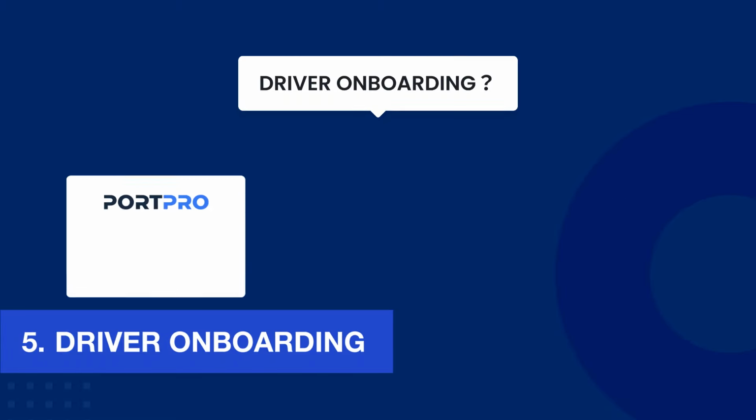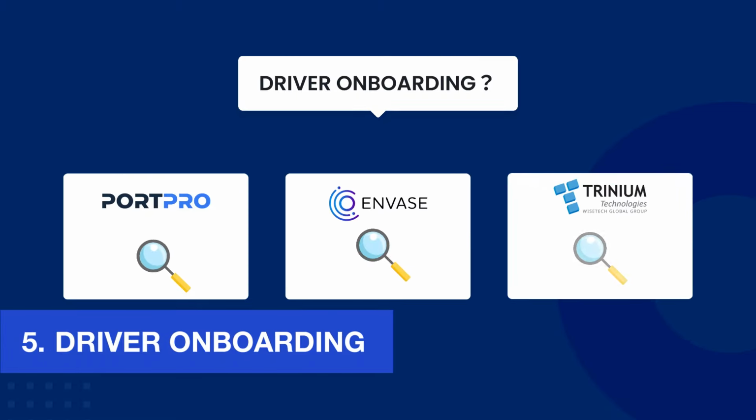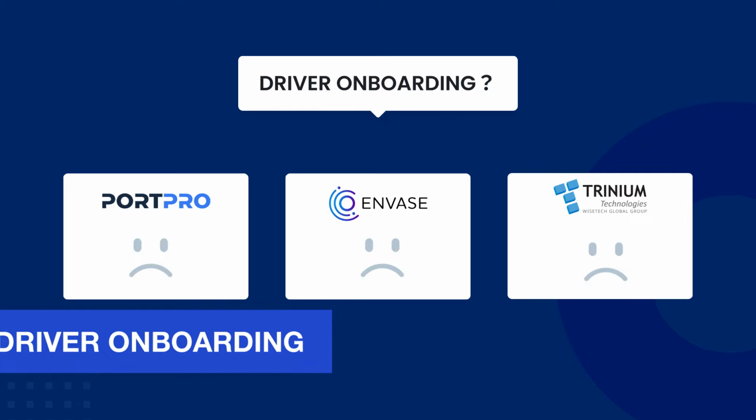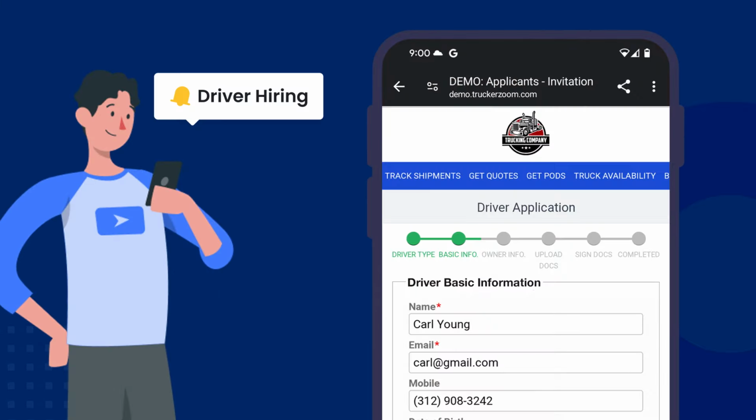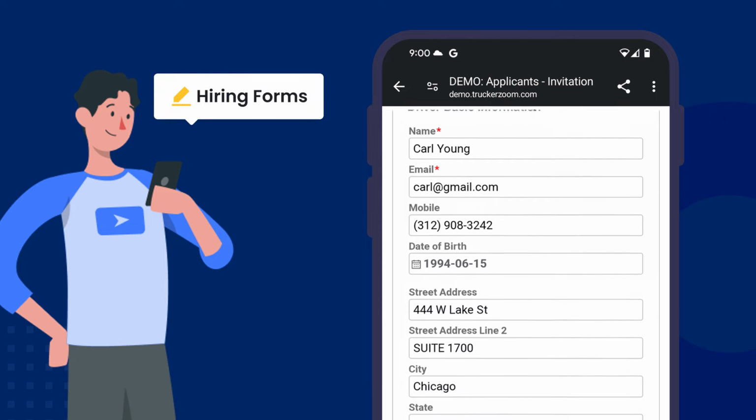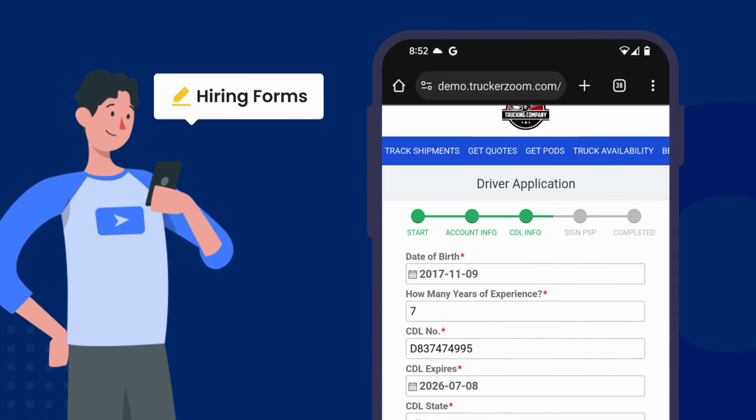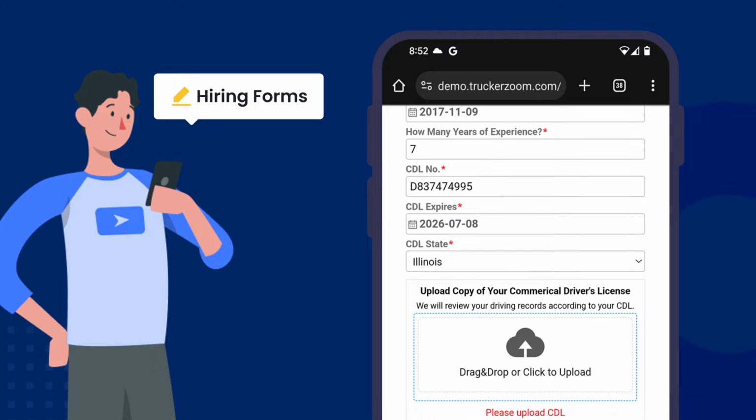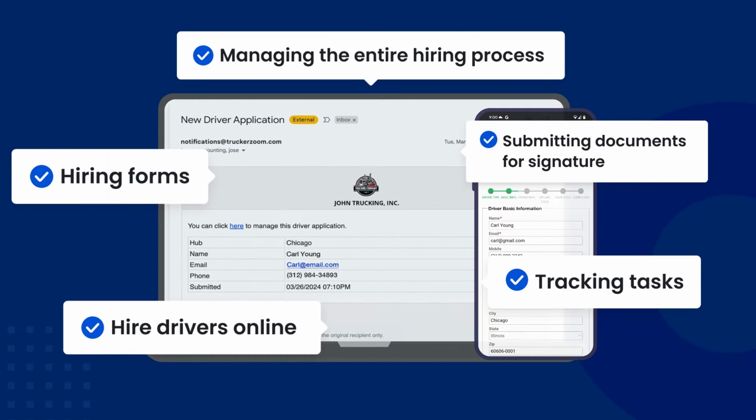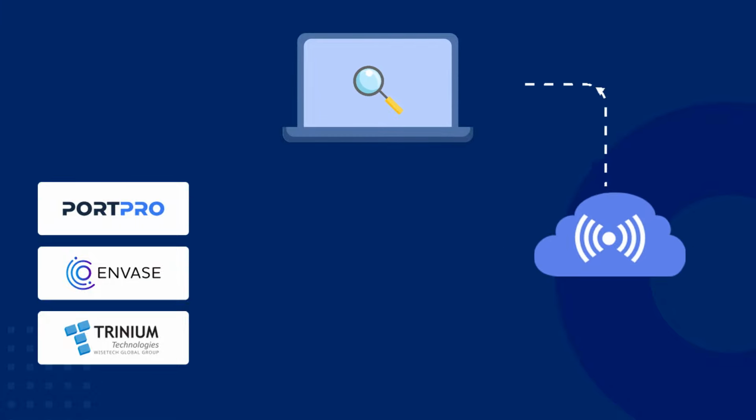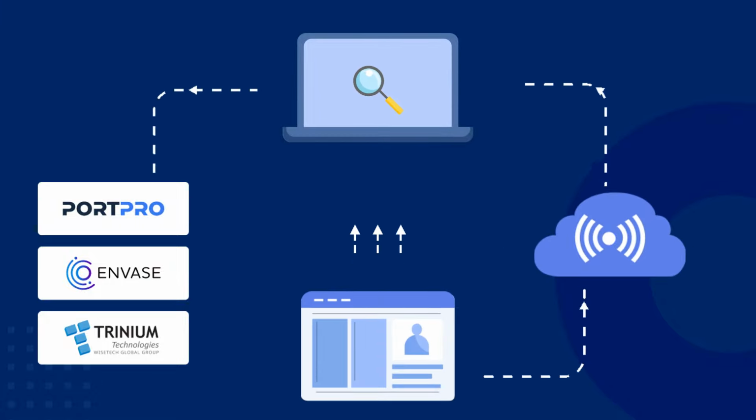While PortPro, Envase, and Trinium don't come with driver onboarding, TruckerZoom does. With TruckerZoom, you can onboard your drivers digitally, keep the same hiring forms, tracking tasks, submit documents for signature, and manage the entire driver hiring process. It saves time and activates the driver in your fleet immediately, unlike the tedious hiring tasks required by PortPro, Envase, and Trinium through third-party systems.